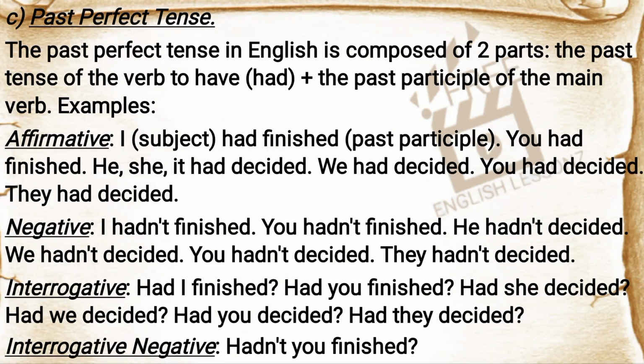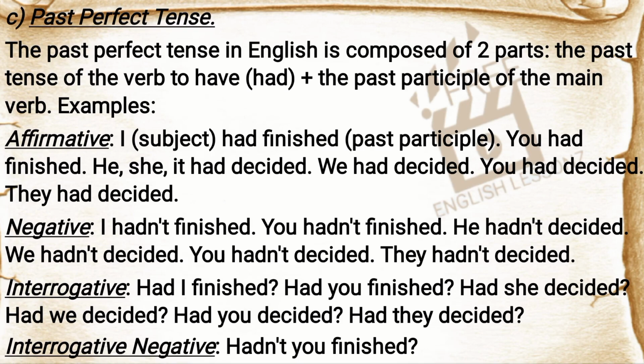C. Past perfect tense. The past perfect tense in English is composed of two parts: the past tense of the verb to have, had, plus the past participle of the main verb. Examples: affirmative: I had finished, you had finished, he, she, it had decided, we had decided, you had decided, they had decided. Negative: I hadn't finished, you hadn't finished, he hadn't decided, we hadn't decided, you hadn't decided, they hadn't decided.